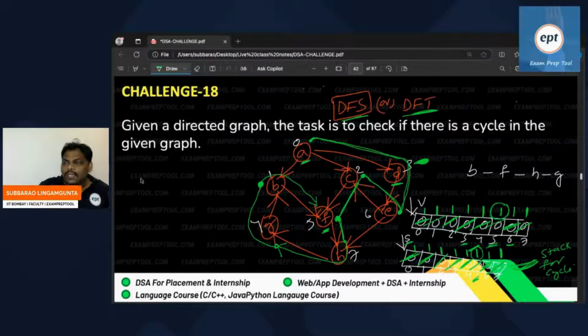Some people are asking, sir, can you give one example? Visiting the person again and he is not there in the stack. Right? Can you give one example? Yeah, if you want, I will give this. See this. Careful. You will get the clarity.